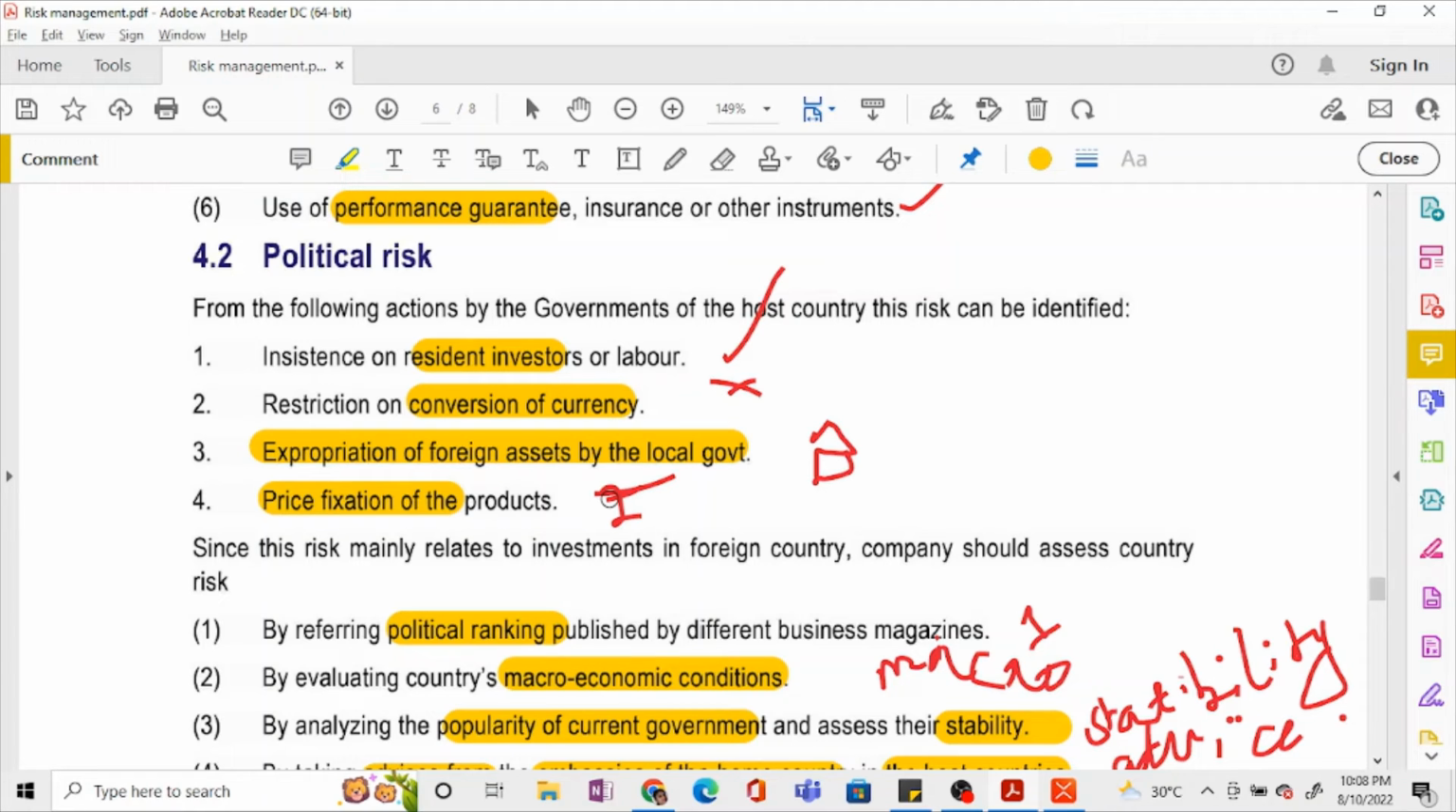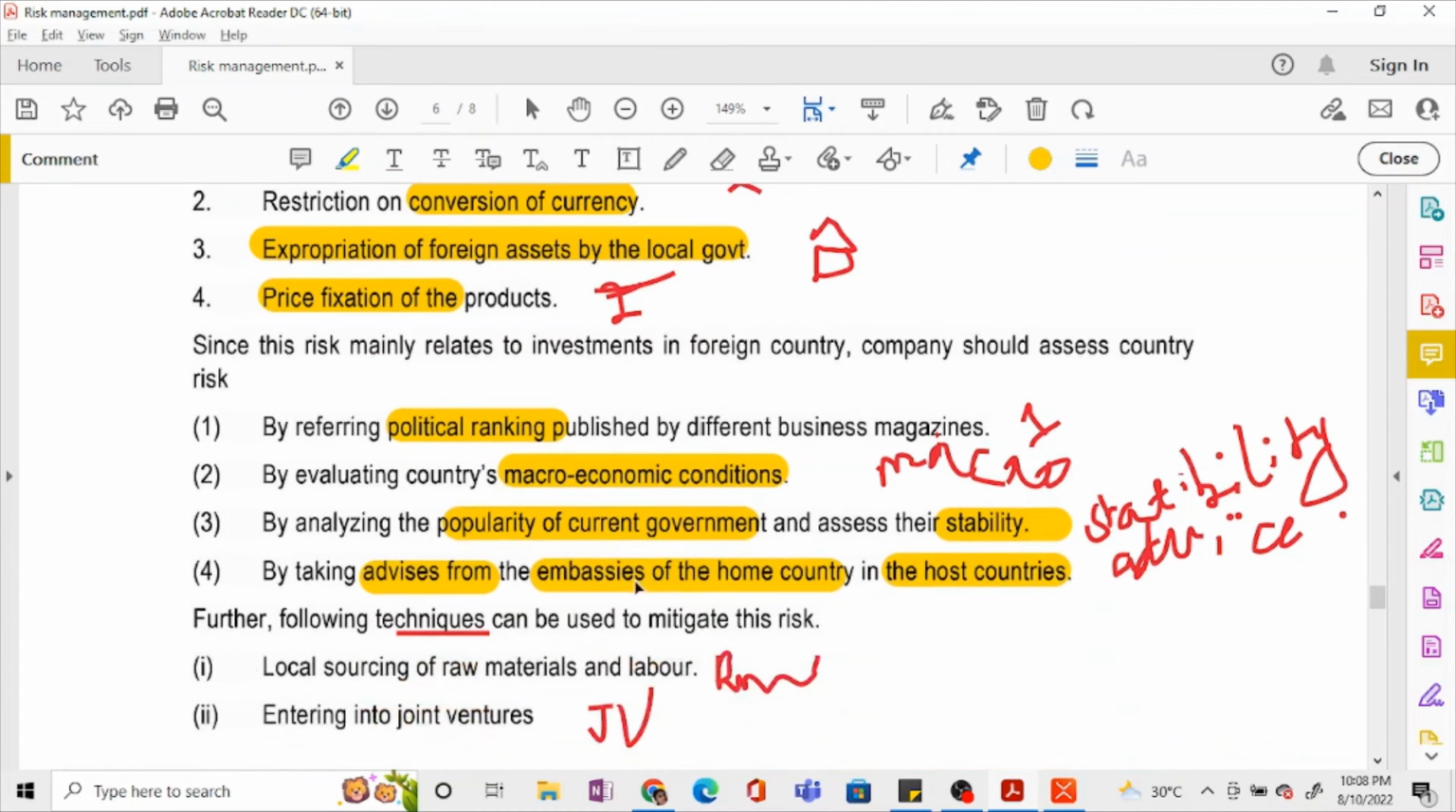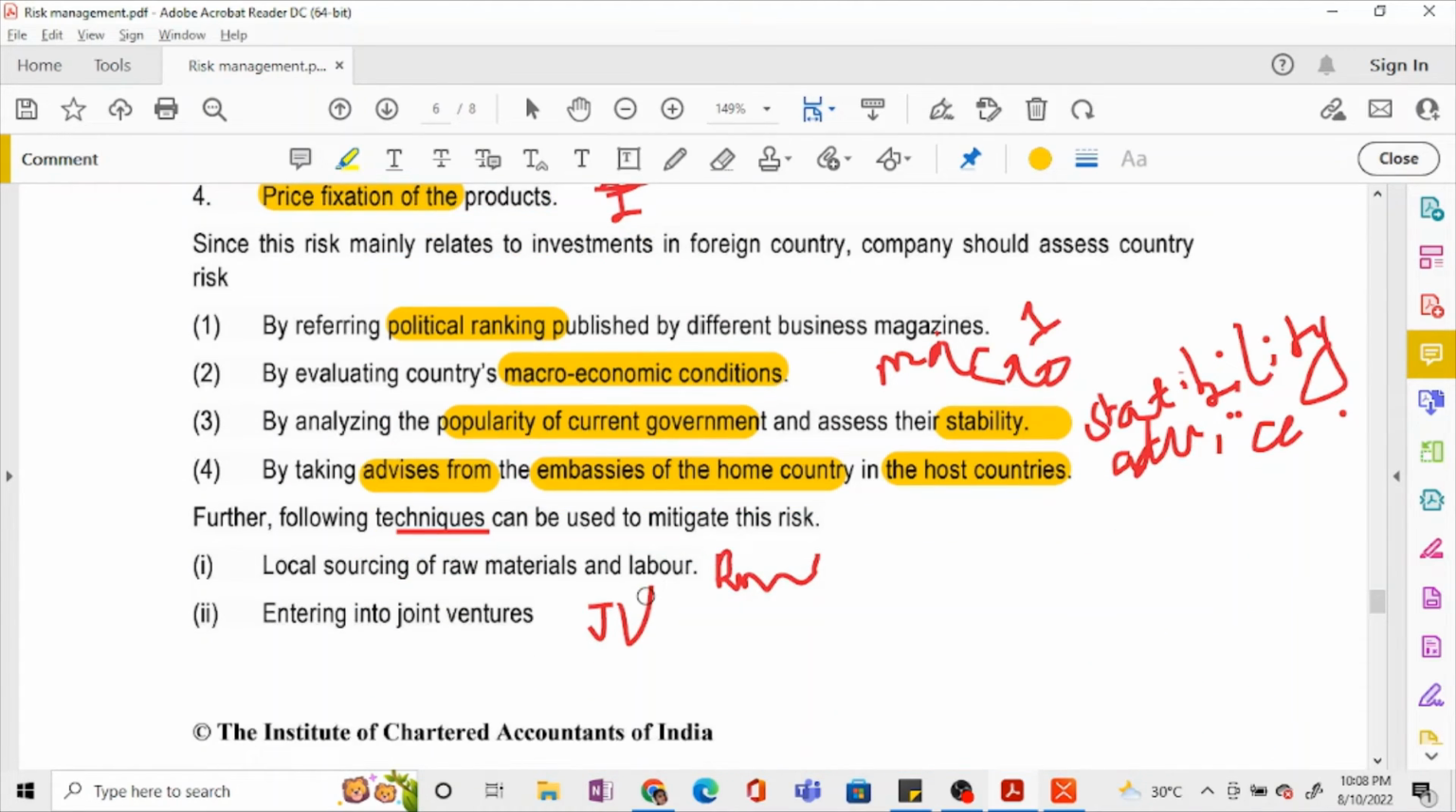The political risks are: insistence on resident investors or labor, restrictions on the conversion of currency, expropriation of the assets, meaning they are taking the assets, and price fixation of the products. How can it be managed? We have to see the political ranking, whether we can invest in the country or not, whether that country is safe or not. We have to see the political ranking, and we have to note the knowledge about macroeconomics, and what the current government is, its stability and its popularity. We should know these.